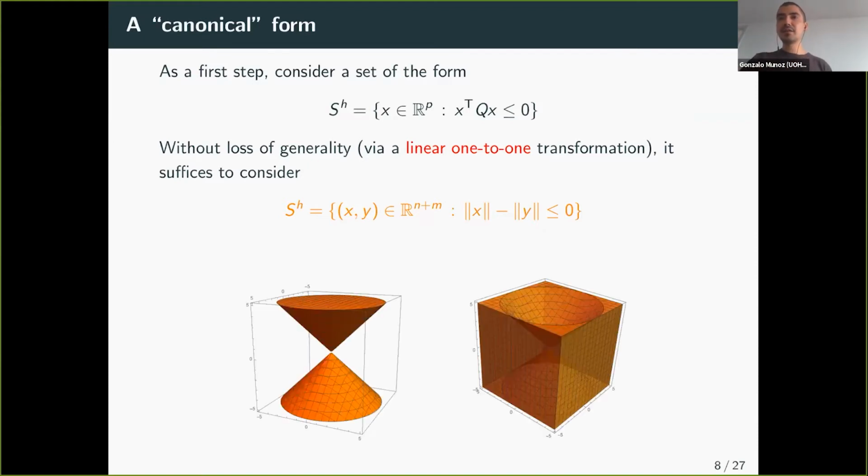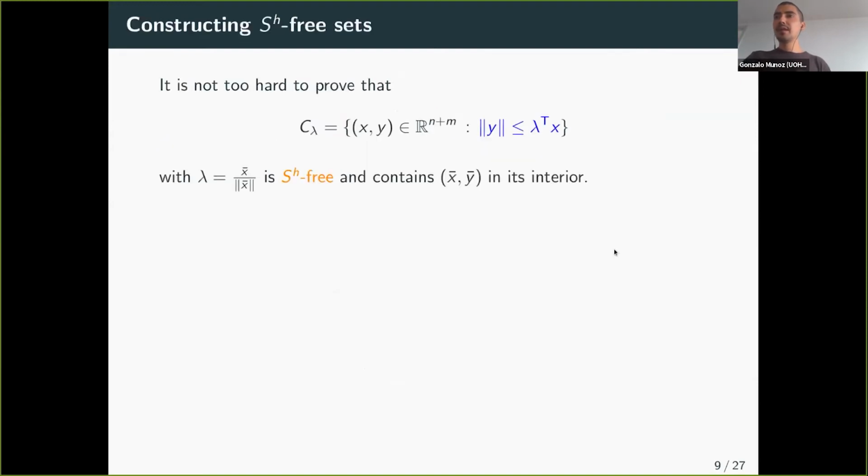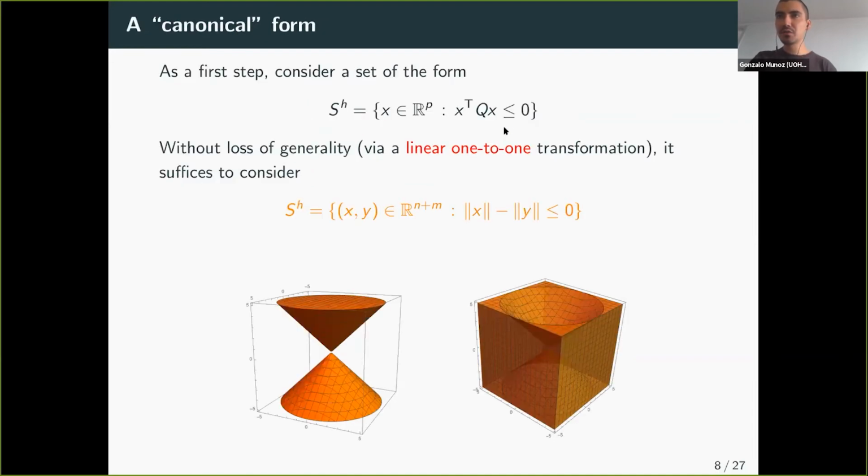So this set in 3D, it's a little bit limited, but it's still gonna be helpful to show our results. So in 3D, it's just this hourglass or the complement of it. So let's construct maximal S-free sets for this. Now, it is not too hard to prove that this set C lambda that I'm defining here, so I kept the norm of Y. Let me just show you the set before here. It's norm of X less or equal the norm of Y. That's the set, the set S.